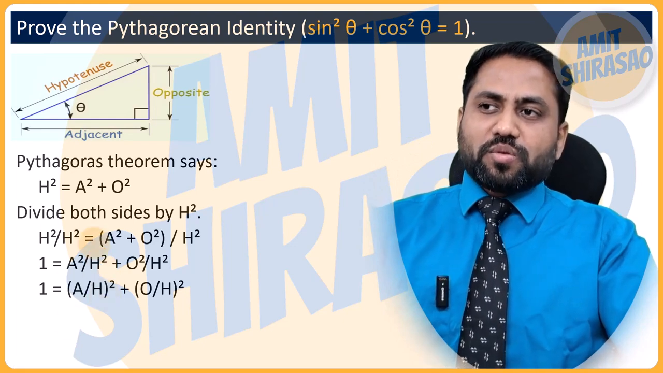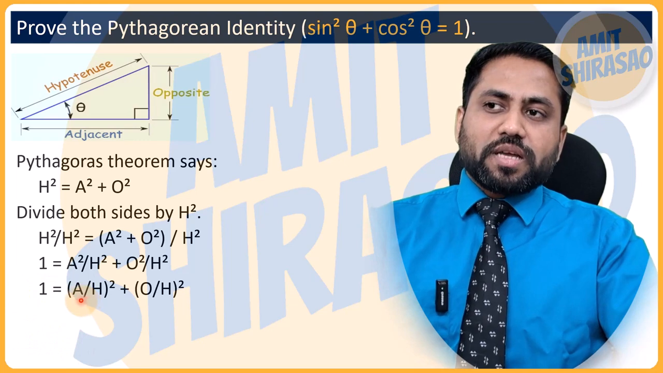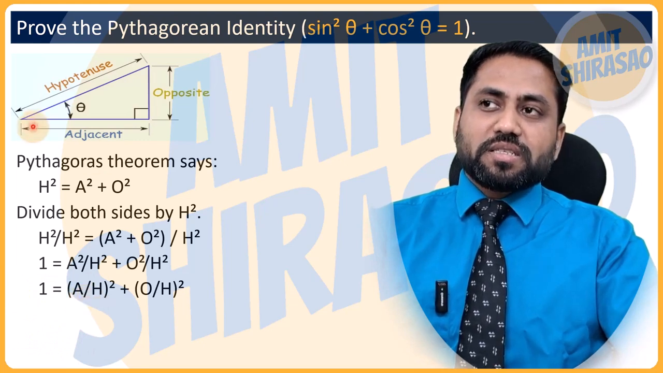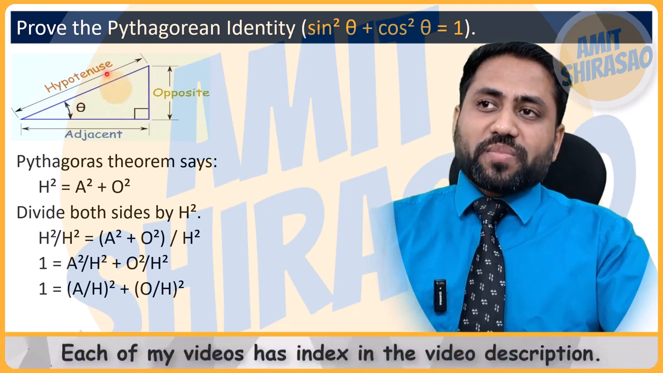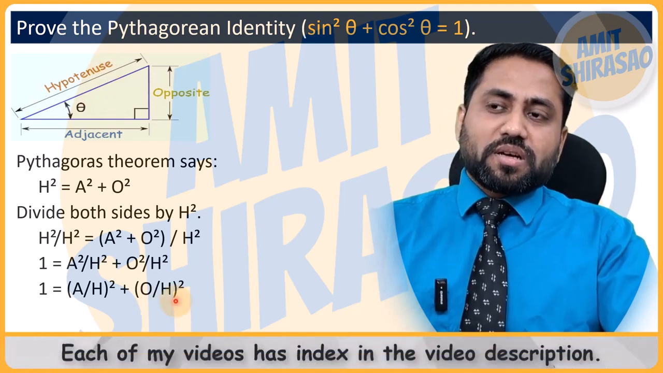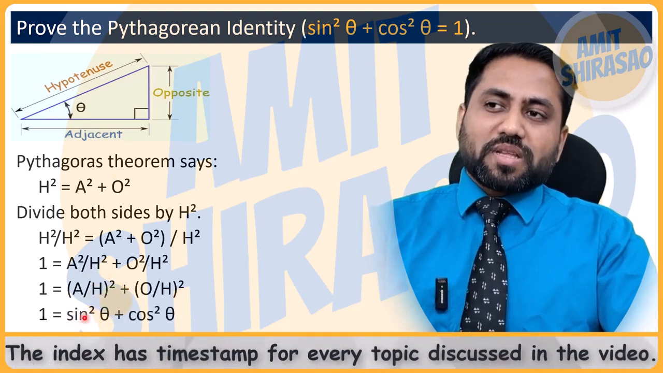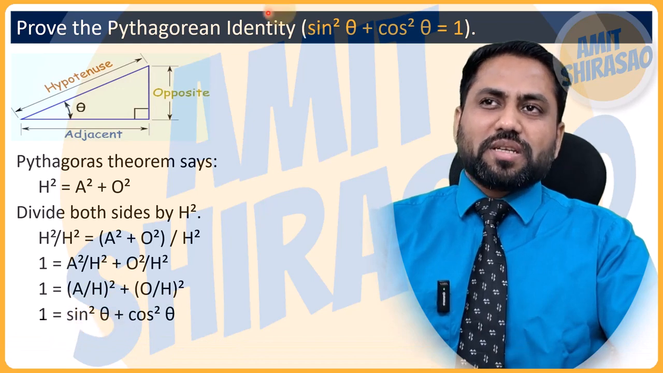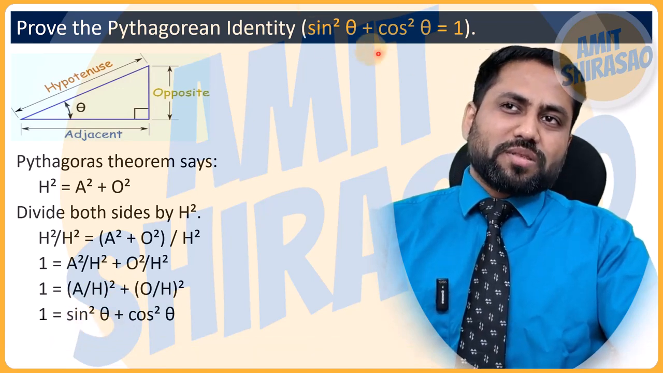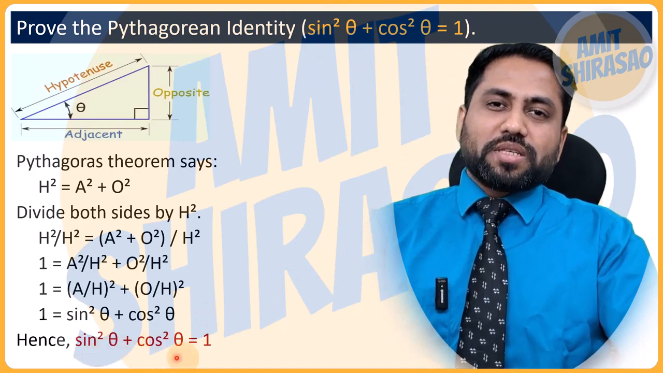But then you already know what a divided by h is, adjacent side upon hypotenuse. Do you remember? That is cos. And what is opposite divided by hypotenuse? It is sine. All right, so I've written it like this. I flipped it a bit just to show you that this formula looks better. That's why. So sine square theta plus cos square theta is equal to 1.